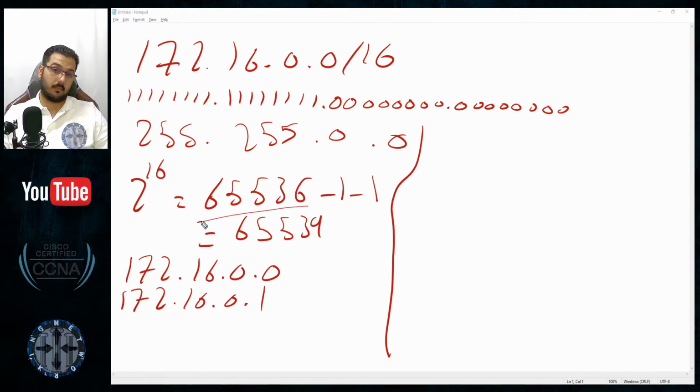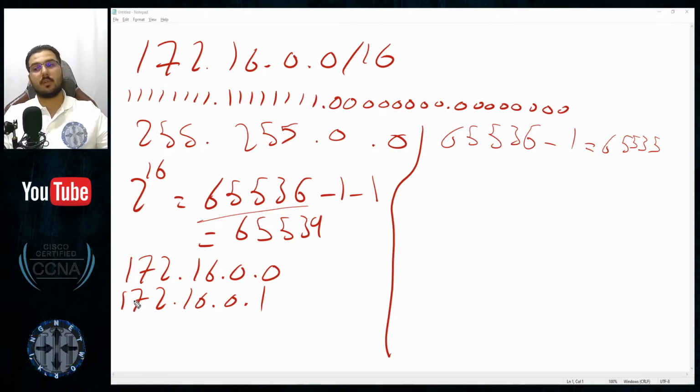extremely big. Even if I subtract 1, it's still extremely big. It will make it 65,536 minus 1 equals 65,535, and that is definitely not a value that I can inject in the fourth octet, so that I would say the broadcast domain is 172.16.0.65535. Not in that way at all.